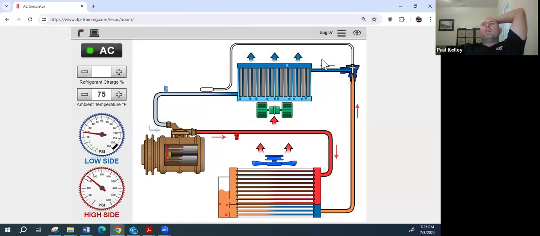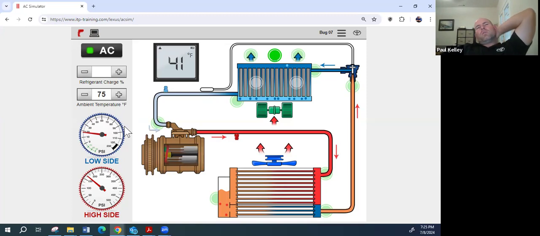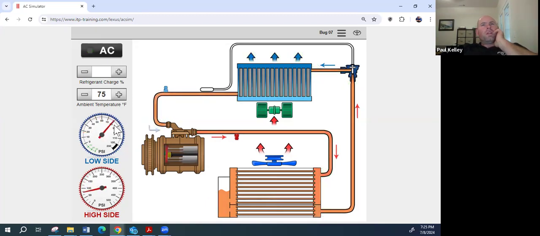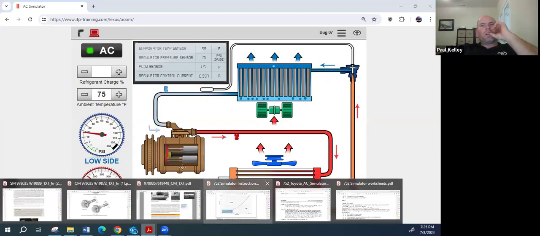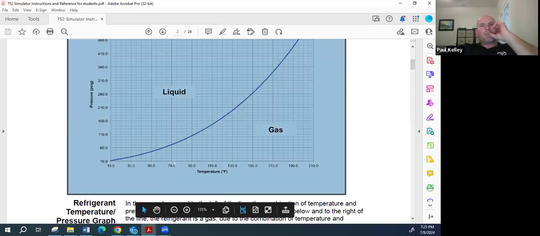So if I get the temp gun, 41, 41, 41, that's pretty cool. And they're saying it doesn't blow cool at times. Okay, if I turn it off, let's look, we got about 80 degrees. At 75 outside, reading 80 degrees, that's telling me that this is charged about right. If you were to look here, you'd find out that I'm correct.